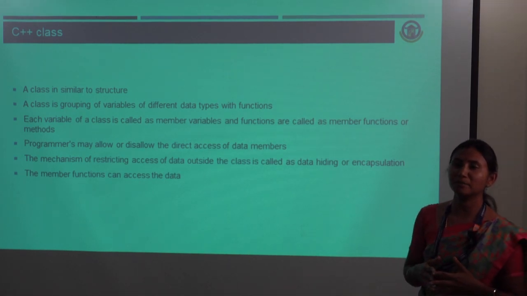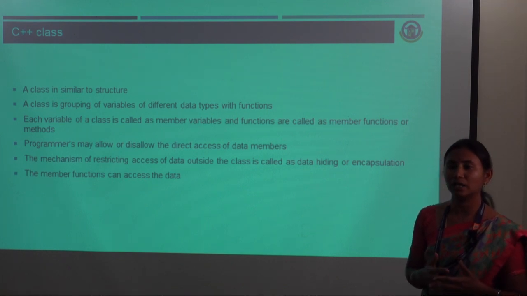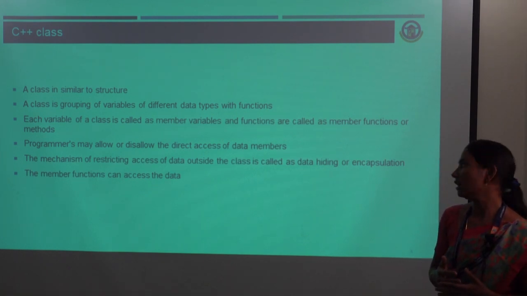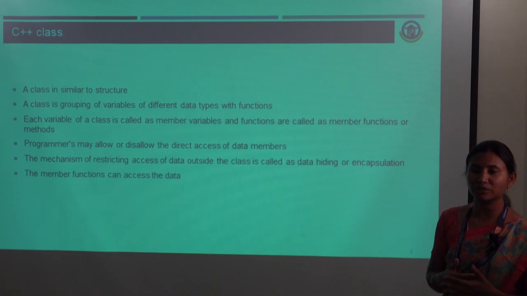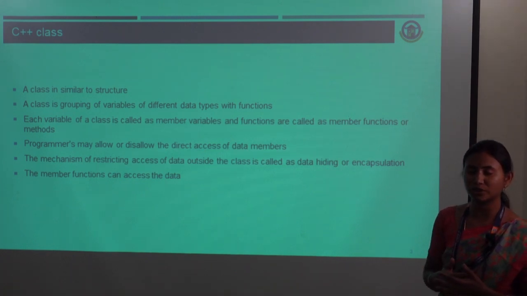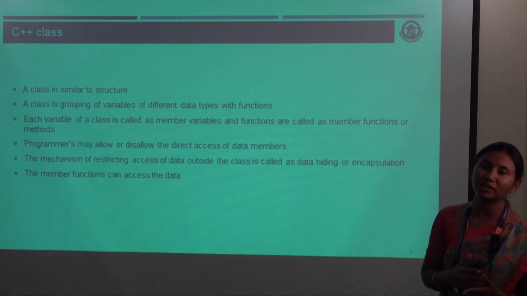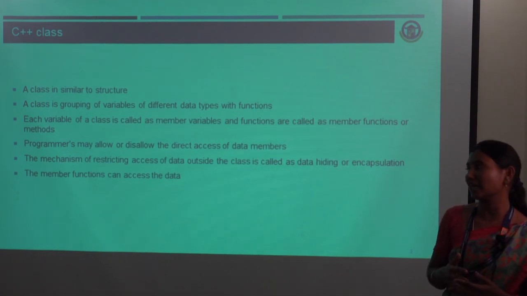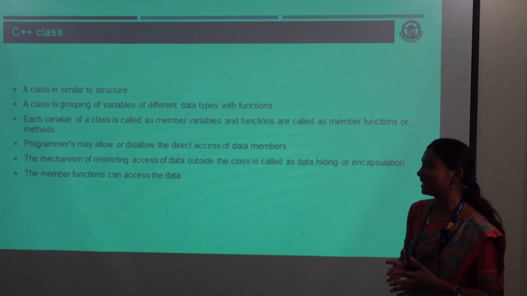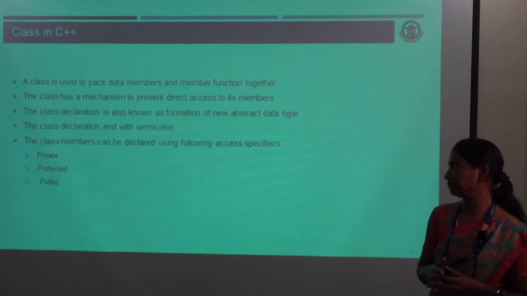The programmer may or may not allow direct use of data. If the programmer does not want to allow direct use of data, they go for the data hiding concept, or in other words, encapsulation. And the member functions can directly access the data in the class.